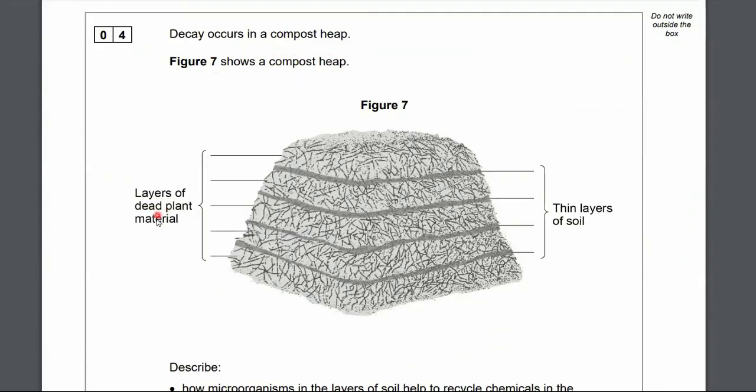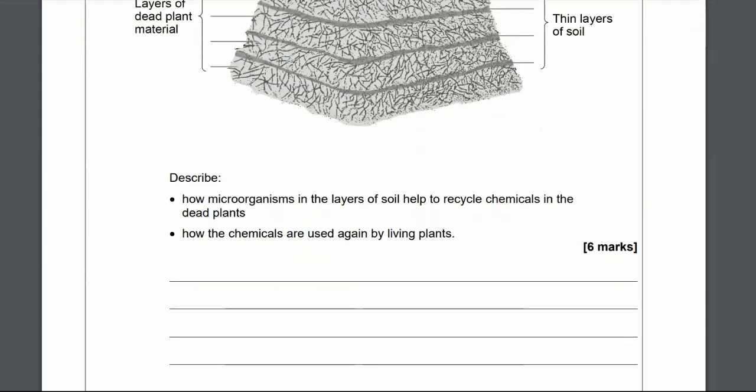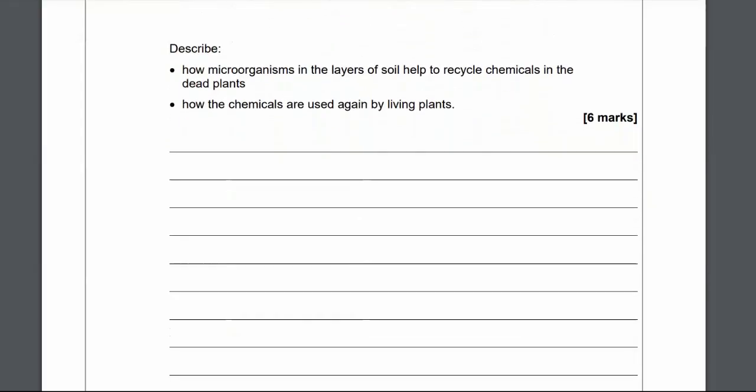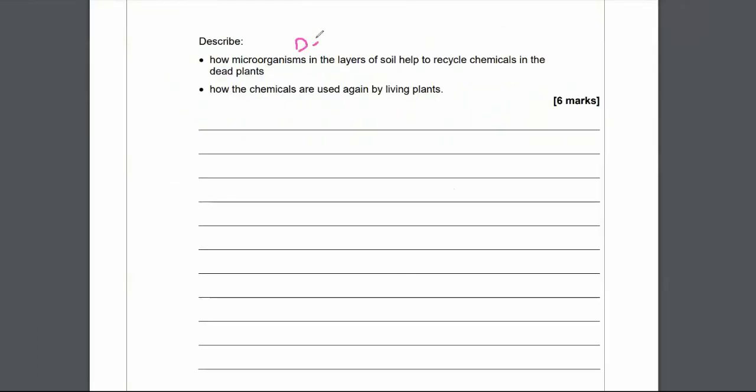Okie dokie. Question 4. Decay happens in a compost heap. We got a compost heap with layers of dead plant. Smeared in between are thin layers of soil. So you've got your dead, rotting grass, and then in between each layer of dead, rotting grass and leaves, you have a thin layer of mud or soil. And the question is a 6 marker. Describe how microorganisms in the layers of soil help to recycle the chemicals in the dead plants, and then how the chemicals in the dead plants are used by the living plants.